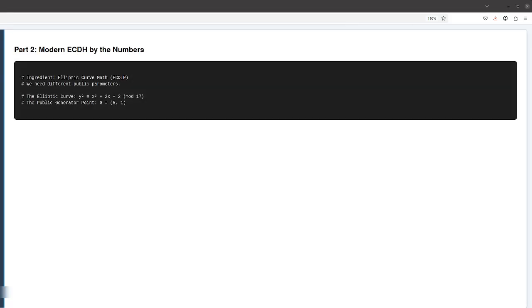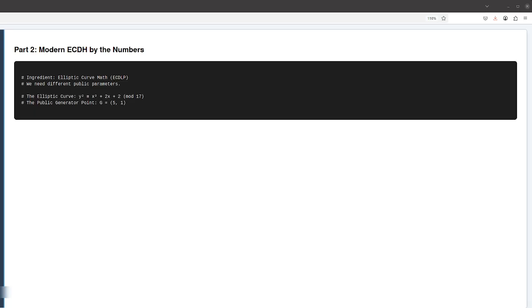Part 2. Modern ECDH by the numbers. Now, let's see how the exact same recipe works with a modern ingredient, elliptic curve cryptography. The security is based on the elliptic curve discrete logarithm problem. It's easy to compute d times G, but hard to find d from the result.